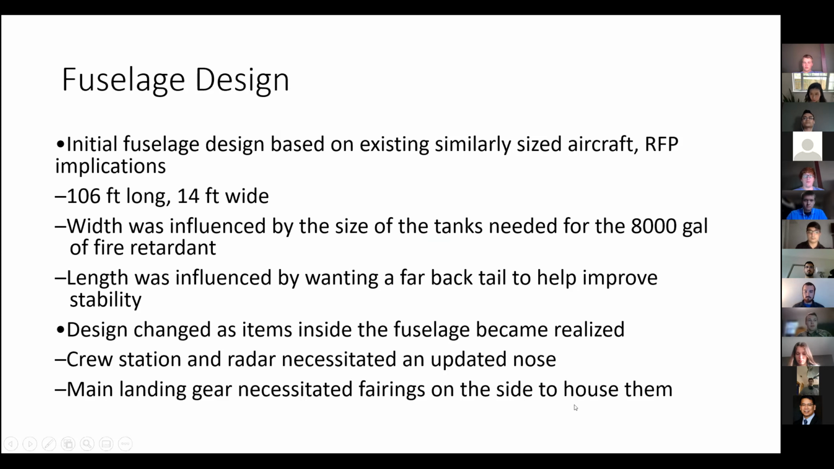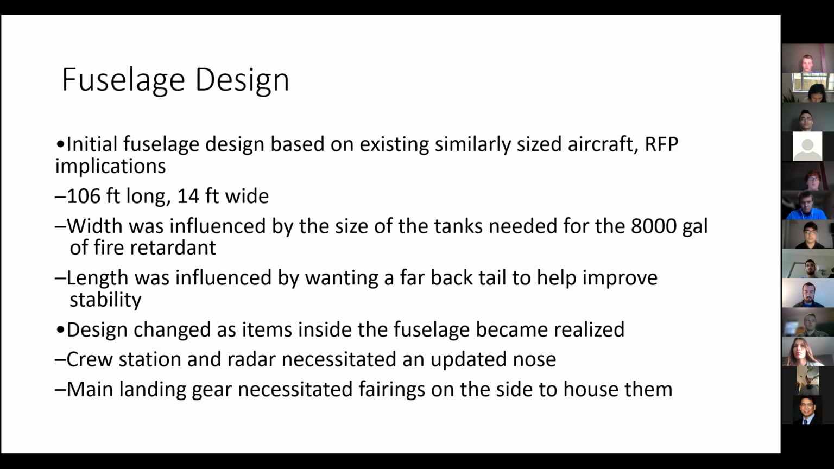So our initial fuselage design came from just what existing military cargo aircraft have. We knew that we wanted a fuselage that was long enough for a far back tail to help stability. And we knew we wanted a fuselage that was about 14 feet wide to accommodate our fire retardant tanks, our payload. And so, looking at similarly sized aircraft that are 14 feet wide, we got an initial fuselage length of 106 feet long. And then this was changed over time.